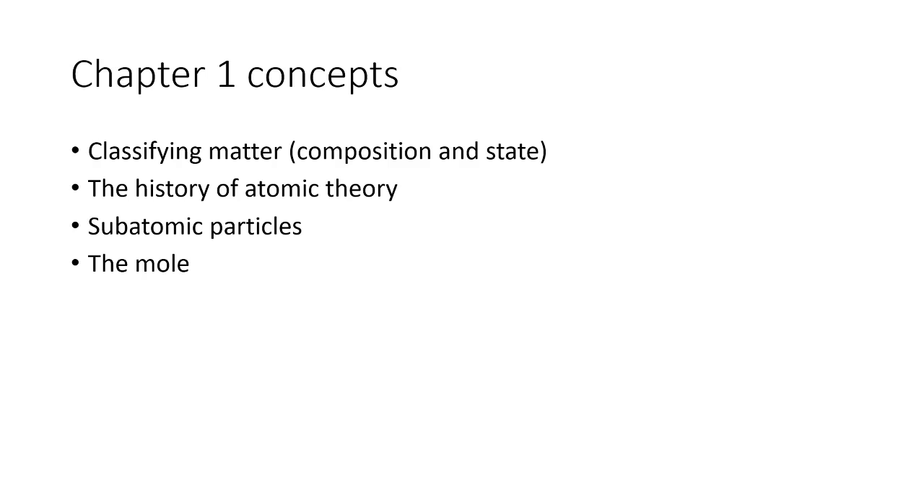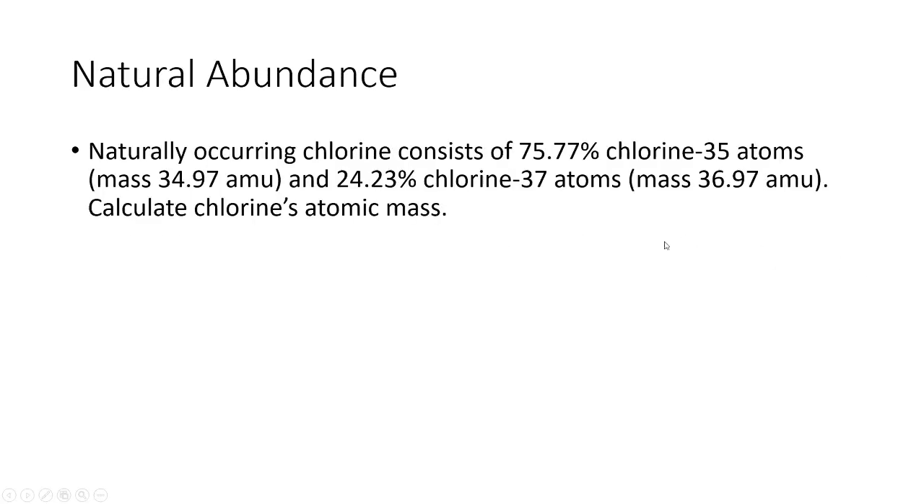So, to start with this example, first, I've got to set this to a pointer pin. Okay, there we go. So we've got a naturally occurring chlorine sample. It's going to consist of 75.77% chlorine-35 and 24.23% chlorine-37. We want to calculate the average atomic mass for chlorine, or chlorine's atomic mass. So that's the average of all its naturally occurring isotopes.